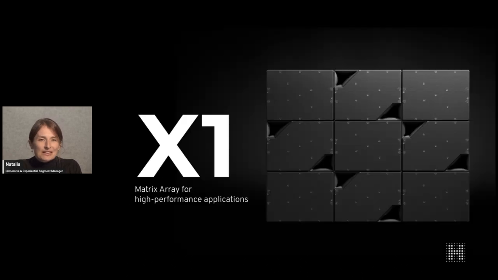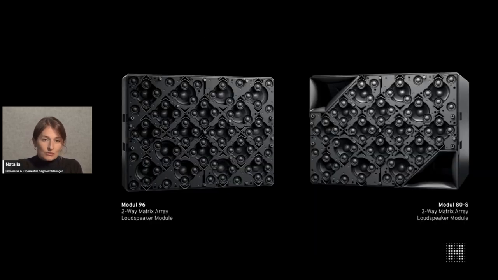So basically, important to maybe start with our hardware. We introduced a new type of sound system, the matrix array. This is the X1 matrix array, officially launched in 2021. We build arrays from two module types, depending on the requirements of the project. We have Module 96, which is a two-way matrix array, and Module 80S, a three-way matrix array. The numbers correspond to the number of drivers.